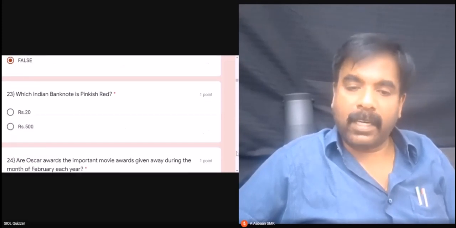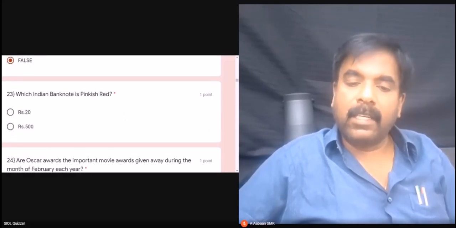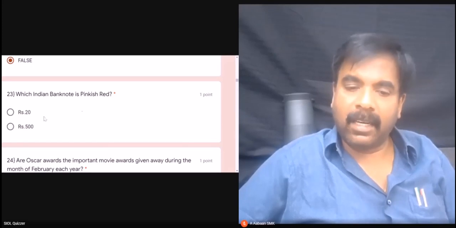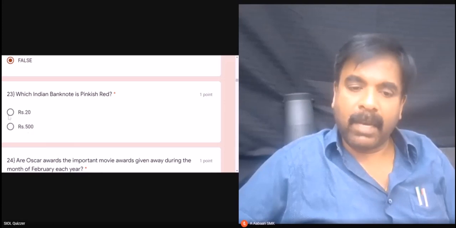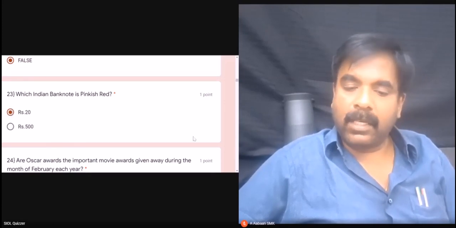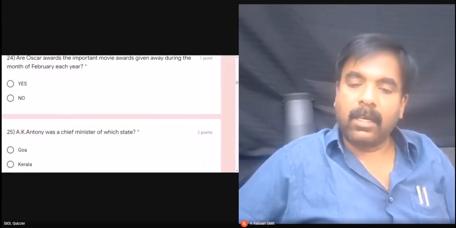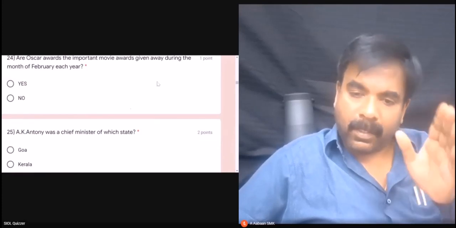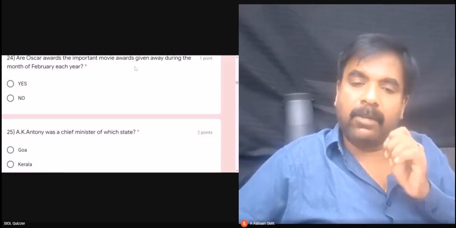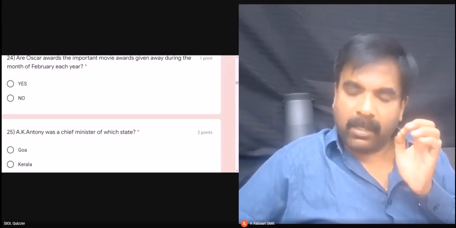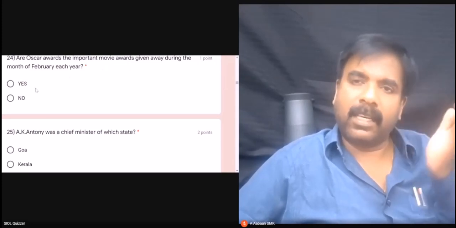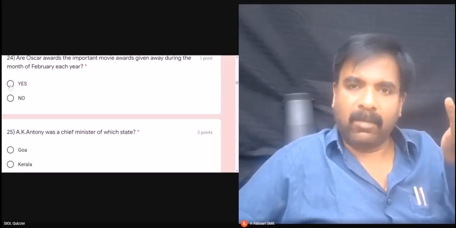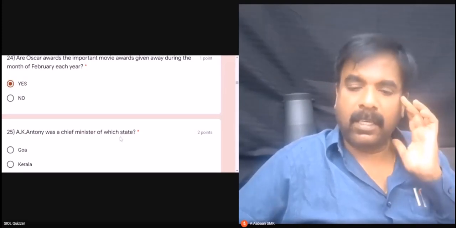Okay. This is how we attend the questions very quickly. Which Indian banknote is pinkish red? Is it 20 or 500? We know 500 is greenish. So it has to be 20. Or Oscar Awards, the important movie awards given away during the first month of February each year. If I'm not sure, I can type anything. I'm not sure, let me just type yes for that.